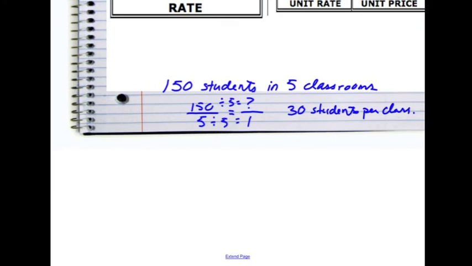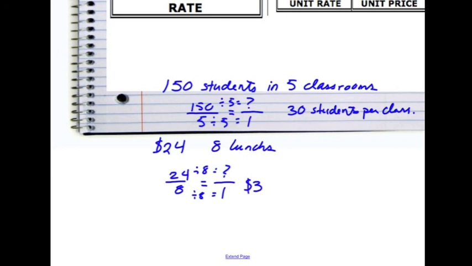Whenever you can use the word per or in each, you know that you're talking about a unit rate. One more, if I have $24 to pay for 8 lunches, how much will 1 lunch cost, right? $24 for 8 lunches. I want to know what's 1 lunch going to cost. So I can divide 8 by 8 to equal 1, and 24 divided by 8 equals $3. So I have $3 per lunch, or each lunch costs $3.